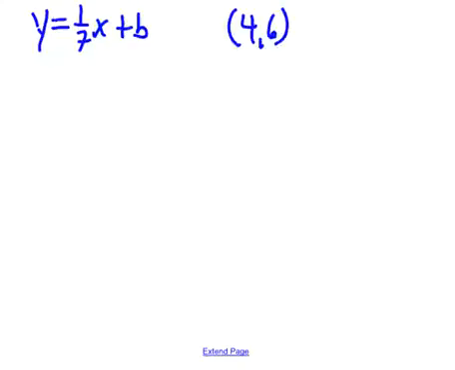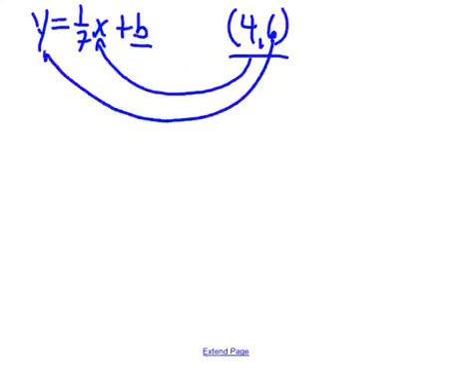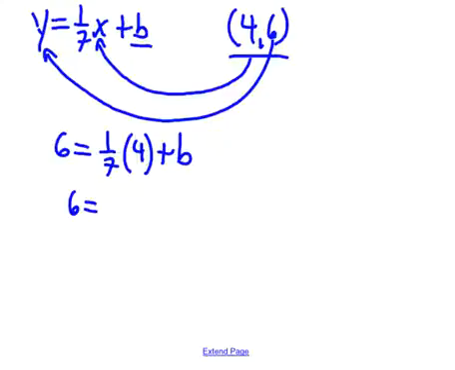Right now I know that this is true, that I have 1/7 x plus b. Now I also know that I have a point at 4, 6. So I'm going to use this point to help me find this b by substituting. I'm going to substitute this 4 into this x and this 6 into this y. Okay, so let's do that. 6 is equal to 1 over 7 times 4 plus b. Okay, so 6 is going to be equal to 4 over 7 plus b.